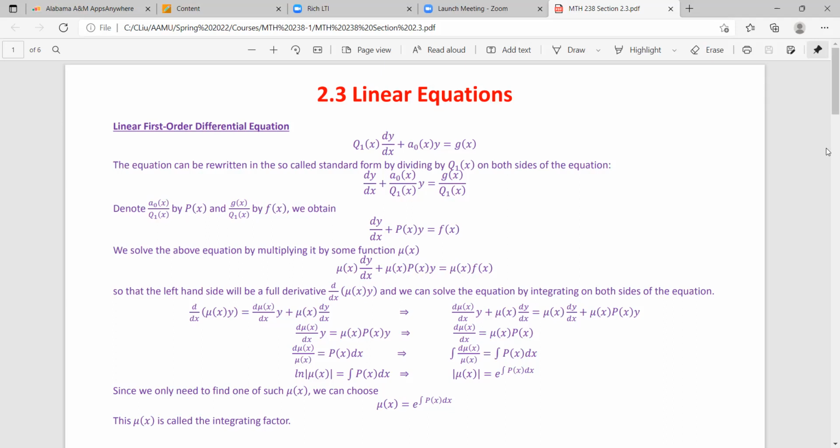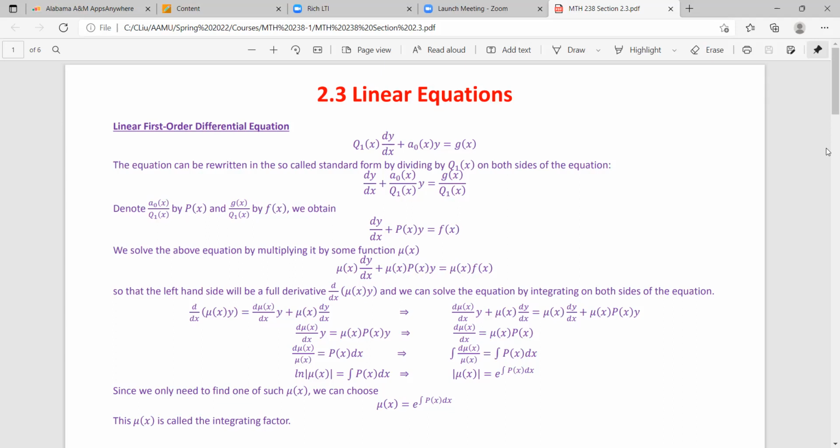Then we get another differential equation that can be easily solved by separable equations. If you divide by mu and multiply by dx on both sides, you're going to get d mu over mu equals p times dx. Then you can just integrate it on both sides to find the mu.